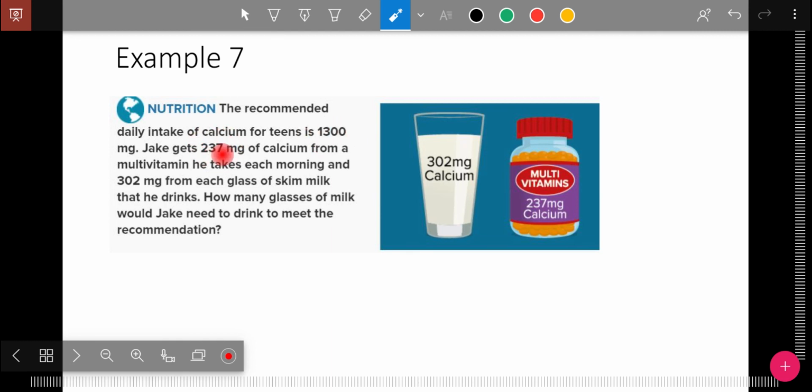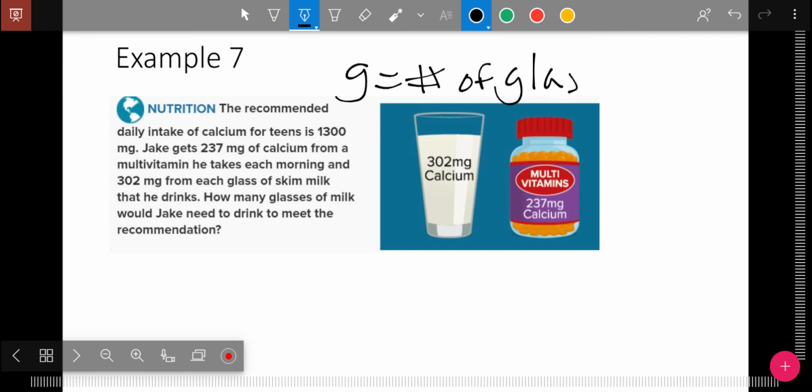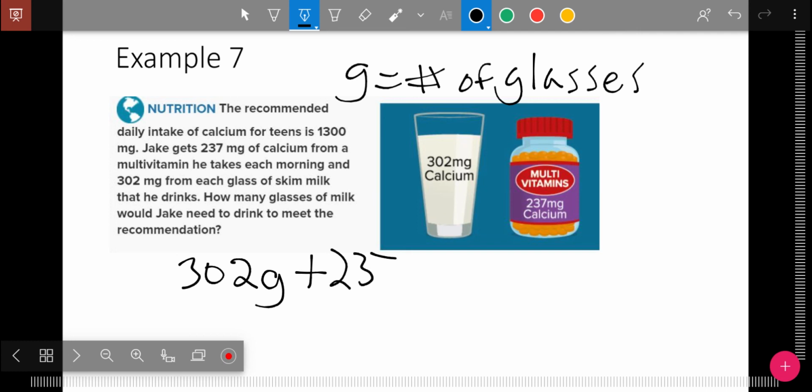He gets 237 plus 302 per each glass. So what's the one thing changing in here? The variable, the thing that changes is G, or the number of glasses of skim milk. And so I would say he gets 302 milligrams of calcium per glass plus the 237 from the multivitamin, and that needs to be greater than or equal to, because it's allowed to be more than, but not less than 1,300.